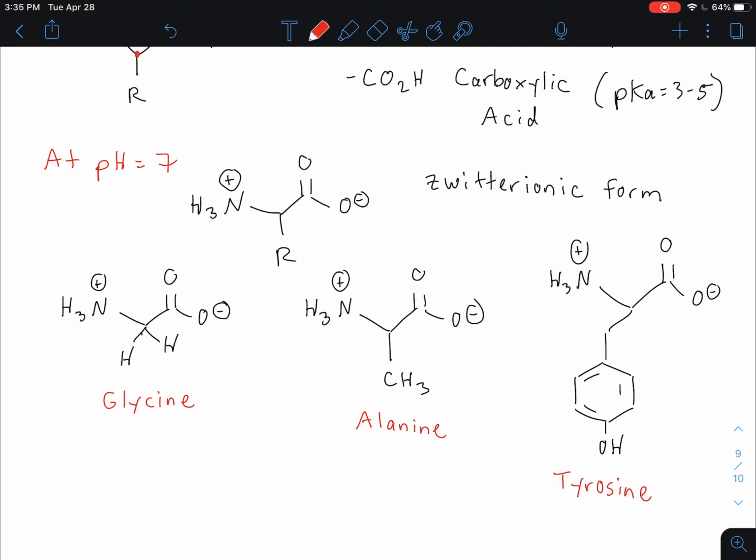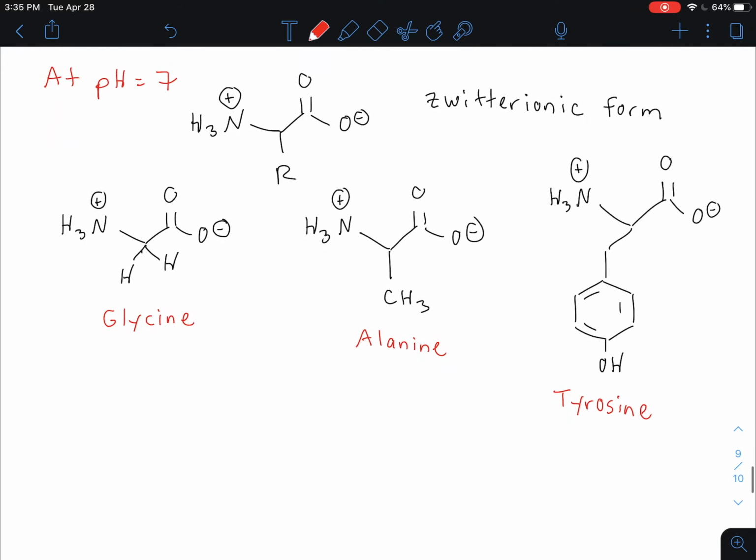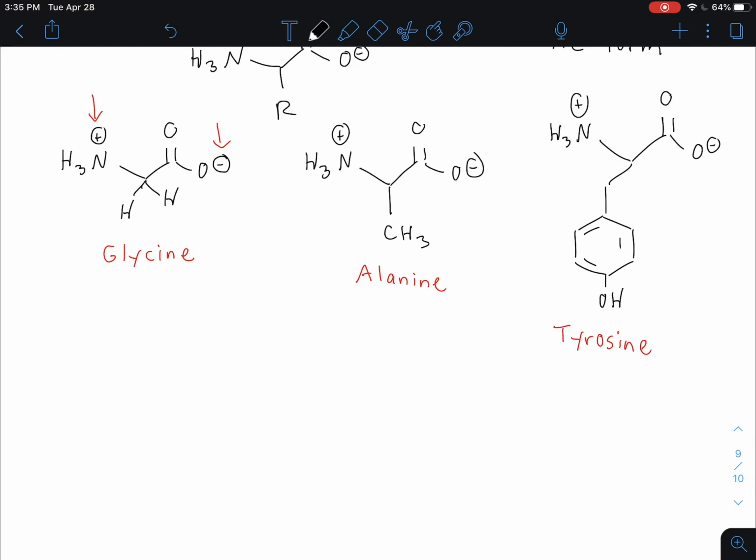this is the amino acid tyrosine. So if you do have to memorize these, which again, if you're going to take biochemistry, you likely will have to, then there are a lot of mnemonics to remember each one of these, but that's what the amino acids look like. And when we're talking about them at pH 7, you expect the nitrogen to be protonated and the oxygen to be deprotonated.